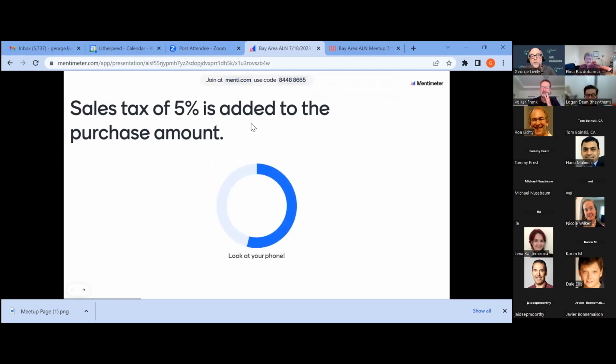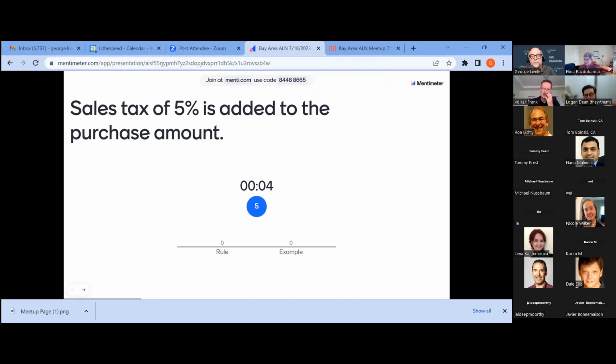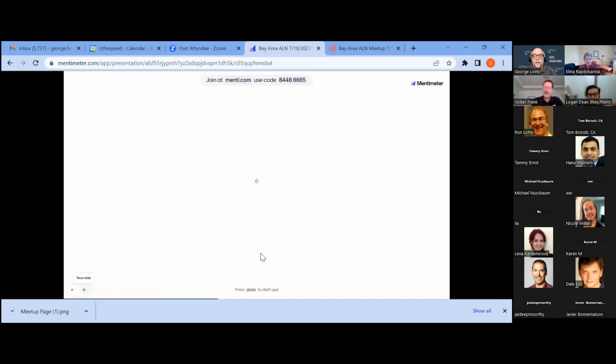Sales tax of 5% is added to the purchase amount. Is that a rule or an example? Okay, so yeah, most of you got that right. It is a rule. It's abstract acceptance criteria. Essentially whatever a developer would code up, right? Very nice. Next.